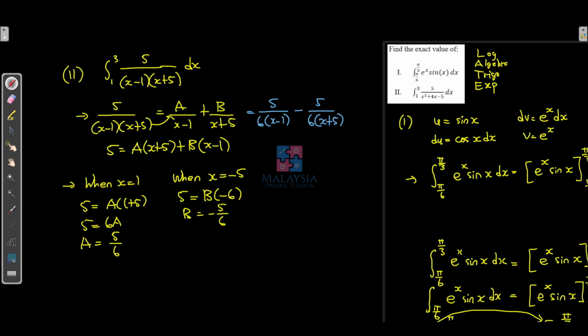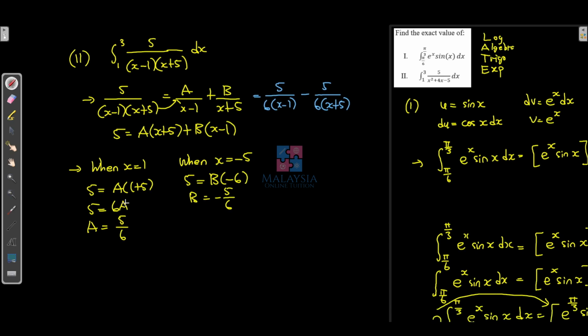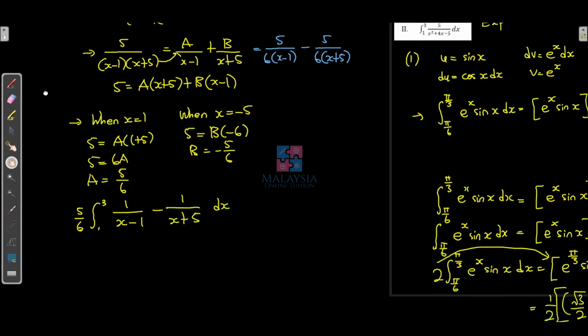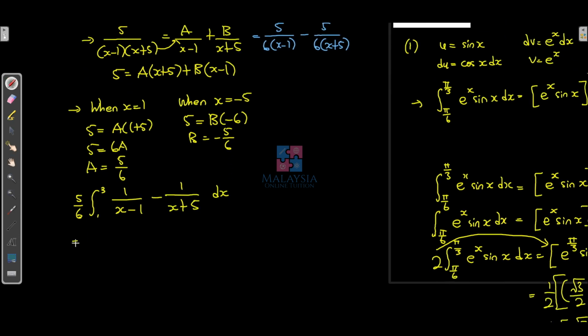Okay, done. So now, we can continue. The partial fraction integration is going to be the integral from 1 until 3 of 5 over 6. By the way, you can see that the 5 over 6 is a common factor for both of them, right? So you can just take it out in front. Okay, 5 over 6, and then what you have here is going to be 1 over x minus 1, and then minus 1 over x plus 5 dx. Okay, just like that. The 5 over 6 is still going to be in front.